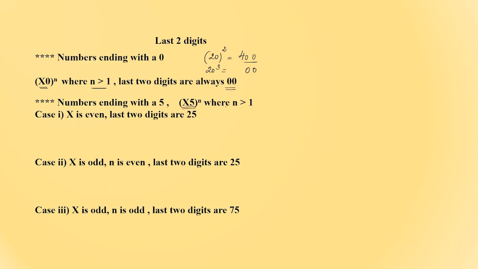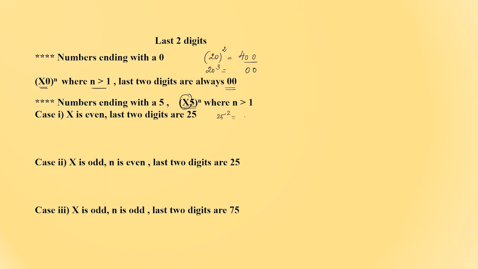So raise to the power n where n is greater than 1. Okay, the first case is this value x is an even number. If x is even, you don't even need to look at the value of n. Let me take a simple example. Let's take 25, 25 power 2. What's going to be the last two digits of this number?